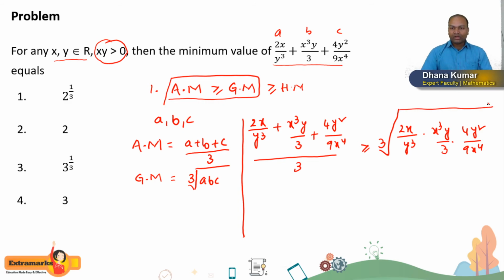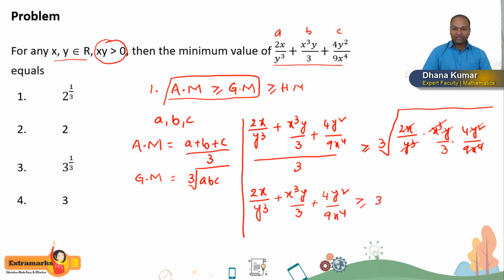Okay, simplification. Now you observe this one. x into x cube, x power 4. So the x power 4 part cancels. y into y square, y cube. So the y cube part also cancels. Understood? Fine. Next, 3 shift this side. Then 2x by y cube plus x cube y by 3 plus 4y square by 9x power 4 is greater than or equal to 3 times the cube root. So power 1 by 3 I am writing here. The remaining, you observe that one: 2 4s are 8, by 3 9s are 27. 8 by 27 power 1 by 3, which is greater than or equal to 3 times.